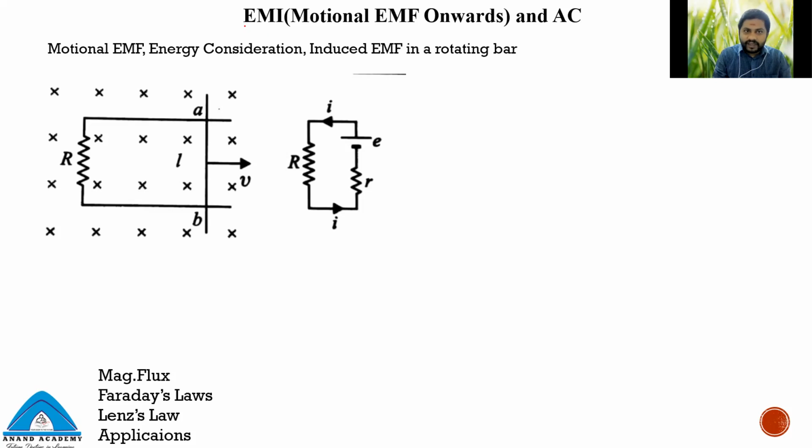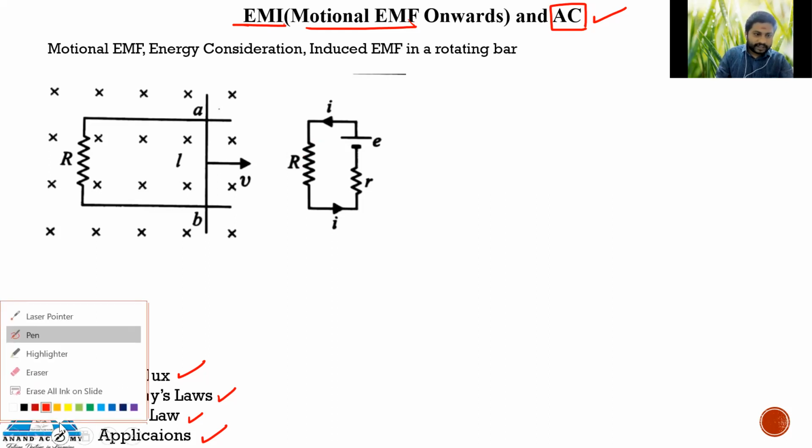So let's see, we have started the chapter electromagnetic induction. In electromagnetic induction, we have done magnetic flux, Faraday's laws, Lenz's law, and applications, and you have written an exam also on that. Now the topic is motional EMF. Today we are starting from motional EMF and including the alternating current chapter also, we are trying to finish maximum of it. All right.